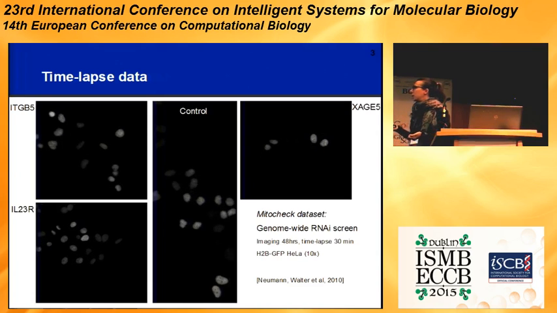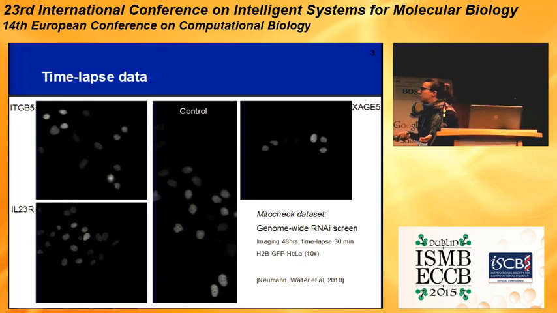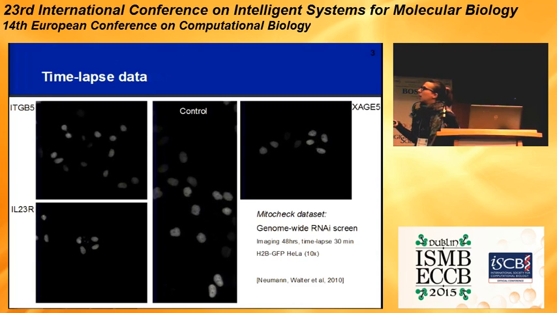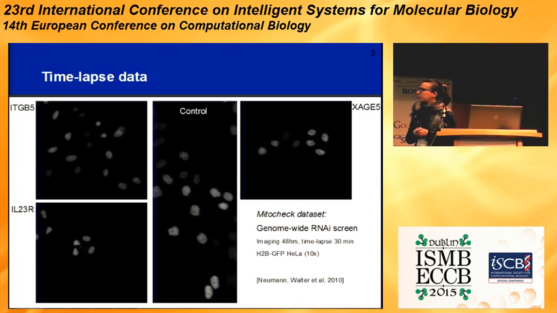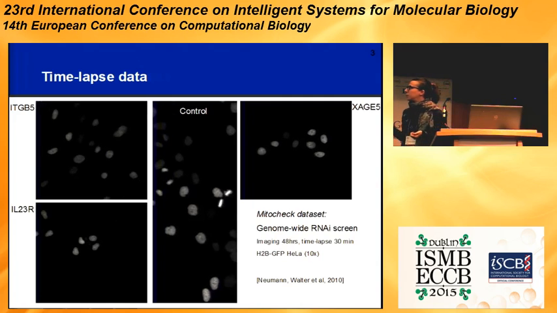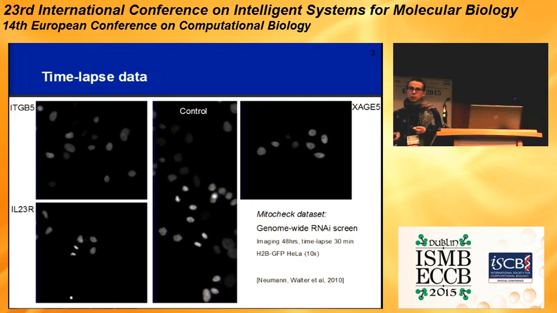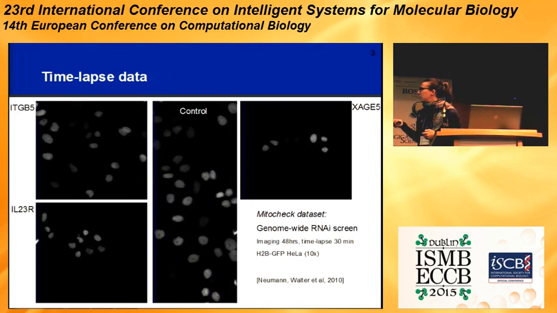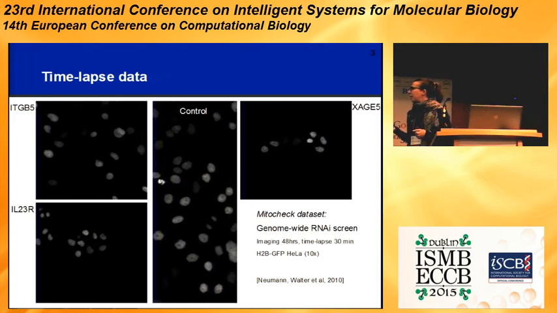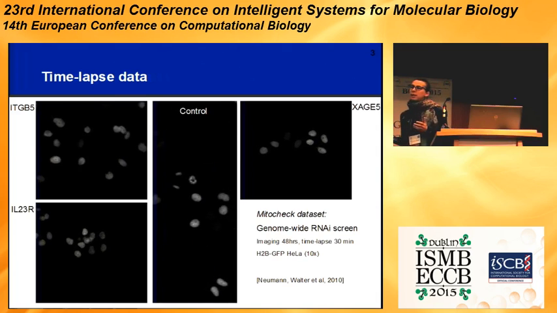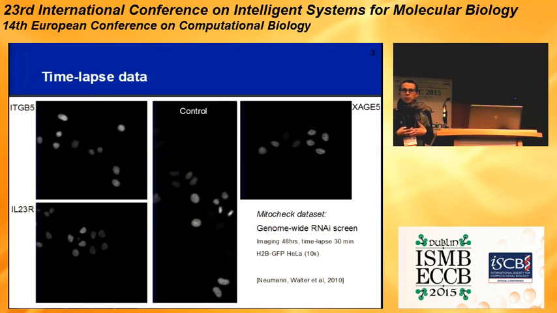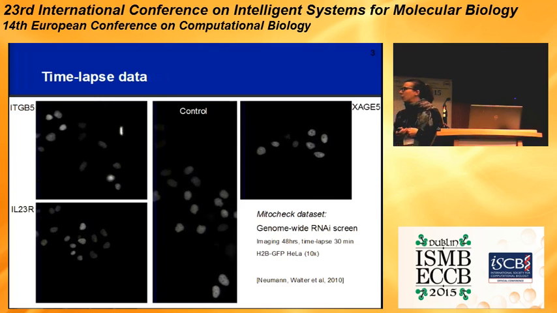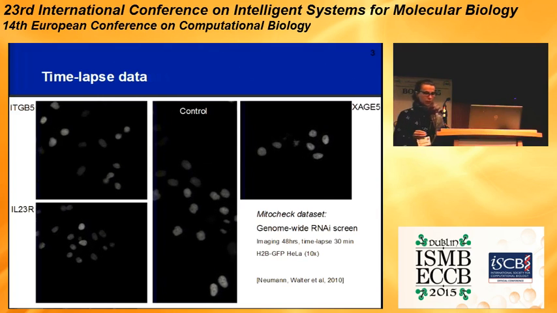In this data set, the MitoCheck data set, as in the previous slide, one histone protein enables us to see the nuclei of the cells. And in this data set, it was an RNA interference screen, meaning that the cells have been exposed to a small interfering RNA, which downregulates one gene of their genome.